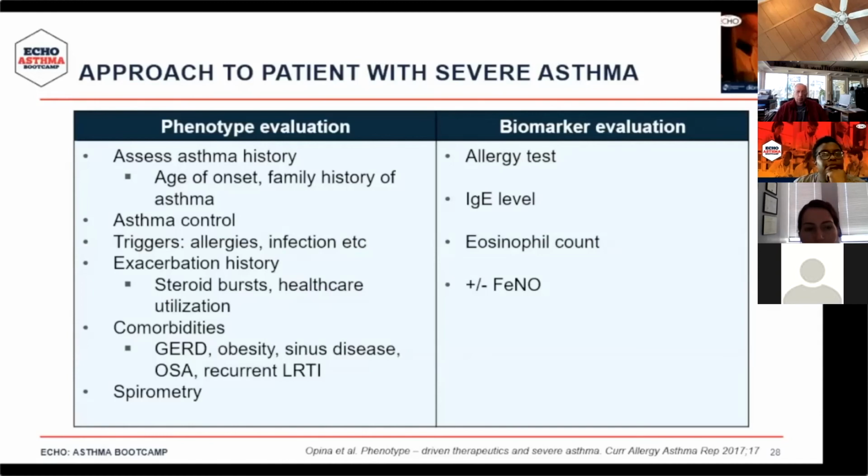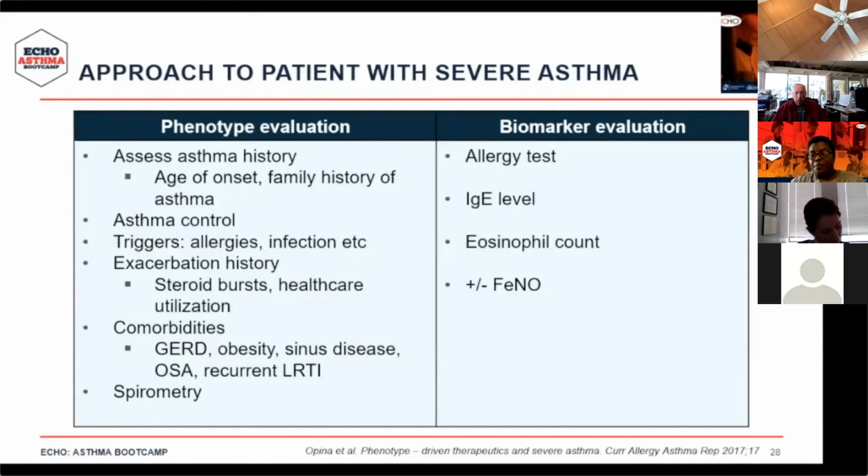And then understanding what their comorbidities are around reflux disease, obesity, sinus disease, sleep apnea, recurrent respiratory tract infections, and then associating all this information with the spirometry. Do they have normal lung function, or do they have obstruction on their pulmonary function test? Do they have fixed obstruction on their pulmonary function test?